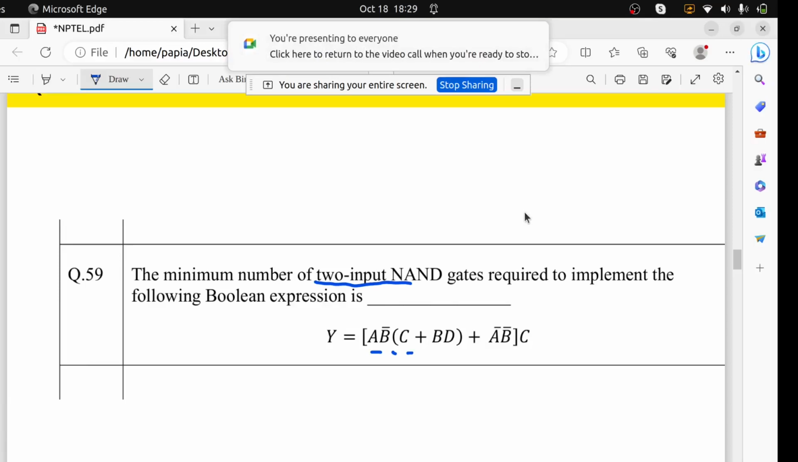So in that question they are asking about 2 input NAND gates. But you can see that our Boolean expression has 3 inputs given, A, B and C. Oh, obviously D is also there. Sorry, I did not see that. So D is also there.